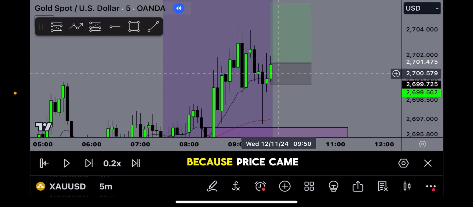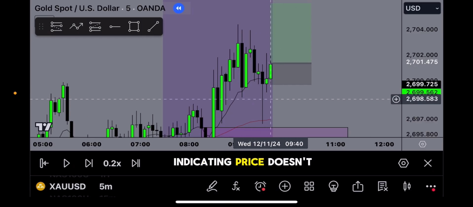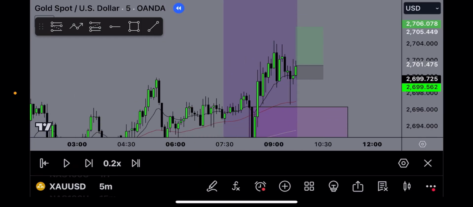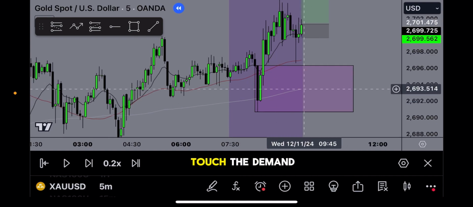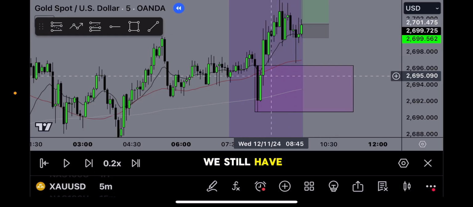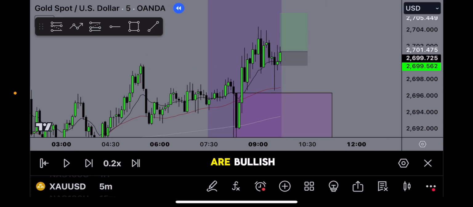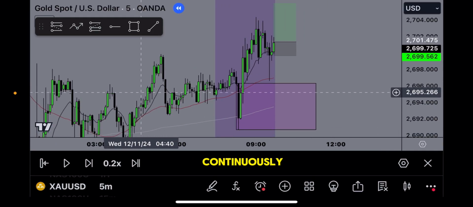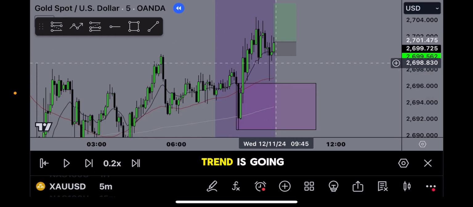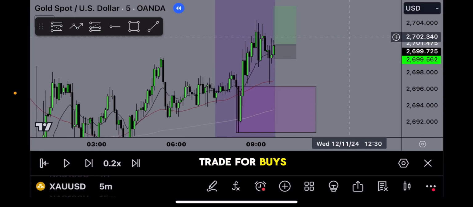Right? Why did I get in? Because price came down. It gave us a rejection, this big wick, indicating price doesn't want to go down, right? We also have a demand zone. Even though price didn't come and touch the demand zone, we still have the 3 MAs underneath price, indicating that we are bullish, that price wants to push up, right? And the overall trend is going up. So that gives me a confirmation and extra confidence to take this trade for buys.